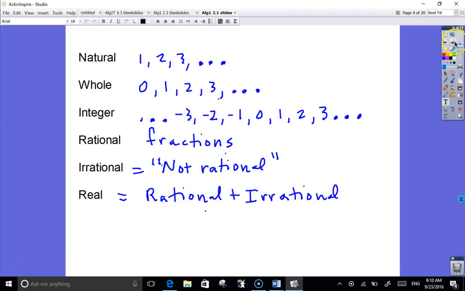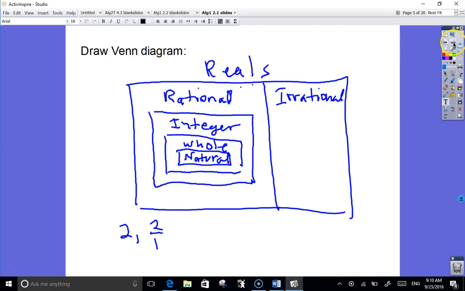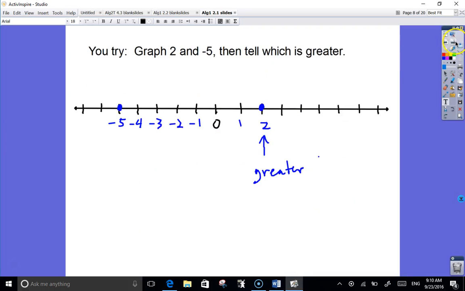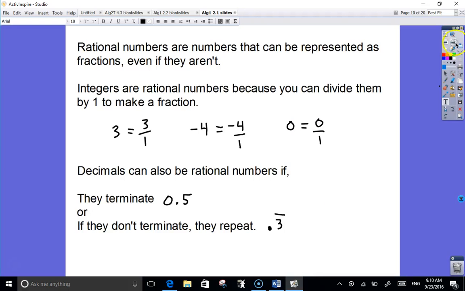So we went over these slides already. This is all what we did yesterday, right? And I think we got to the part, we even did that.